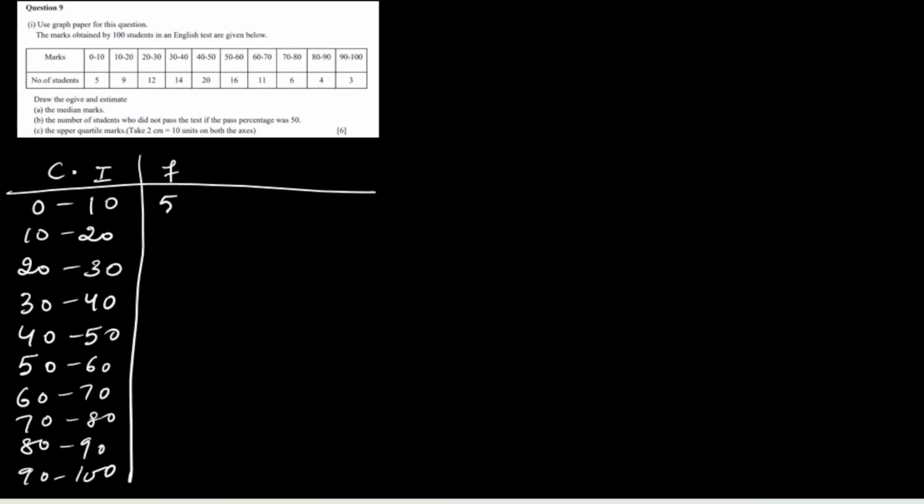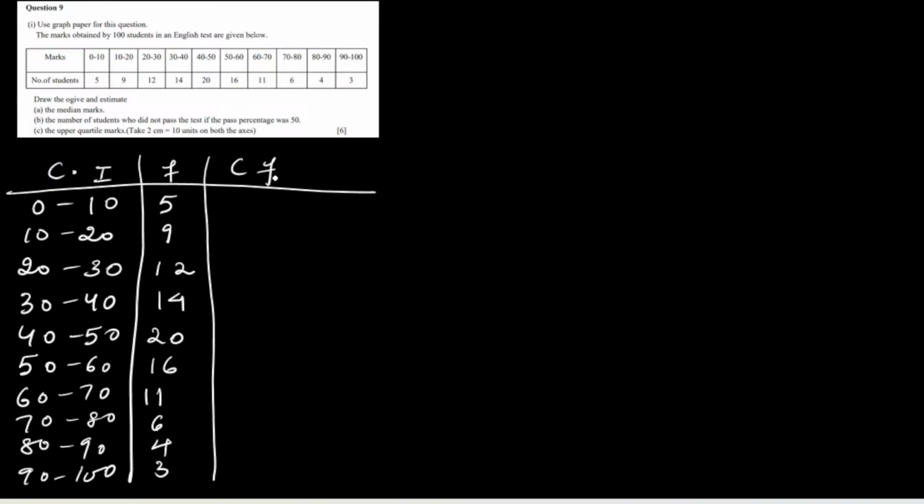The respective frequencies are 5, 9, 12, 14, 20, 16, 11, 6, 4, 3. So we have to find the cumulative frequency. Whenever we are finding the median, we have to find the cumulative frequency. Cumulative frequency means the first one will be the same, then we keep on adding.